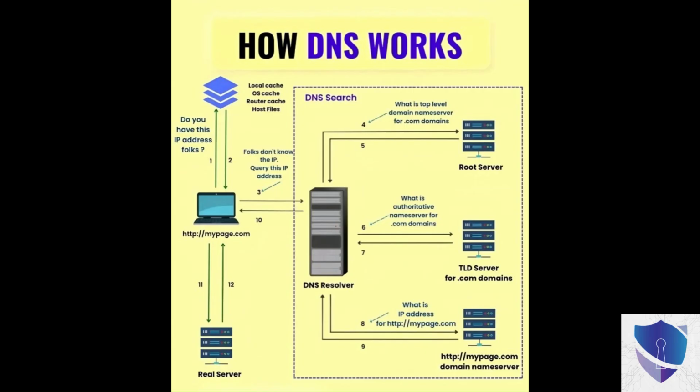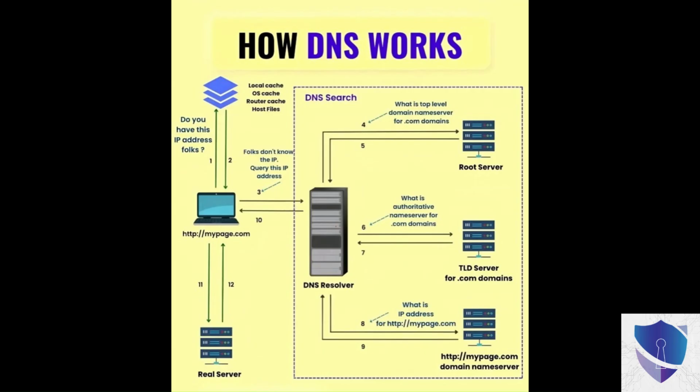Step 3. Query DNS resolver. If the IP is not found locally, your system sends a request to a DNS resolver. This resolver is usually provided by your ISP or public DNS services, like Google DNS or Cloudflare.